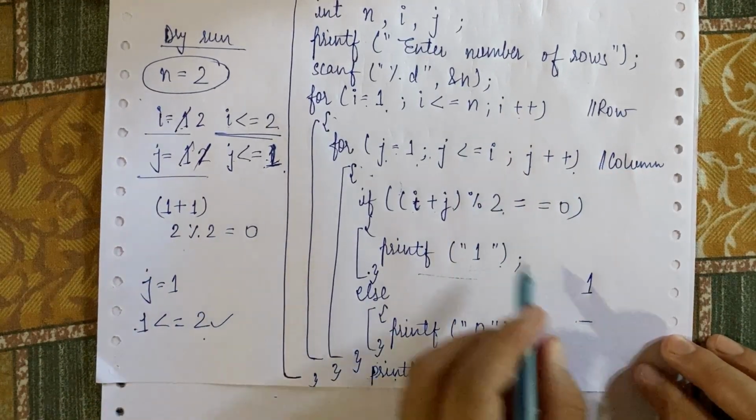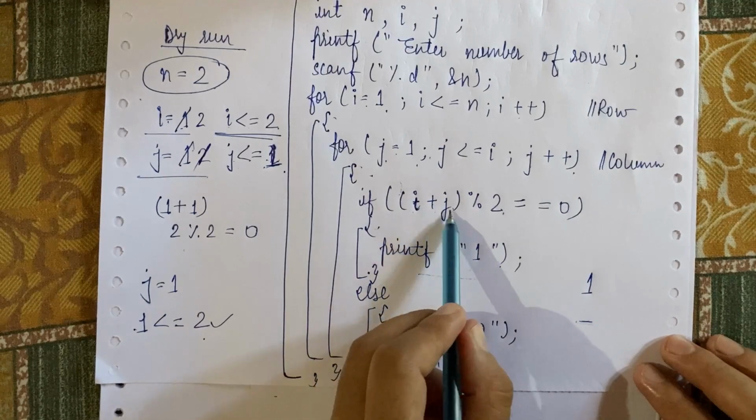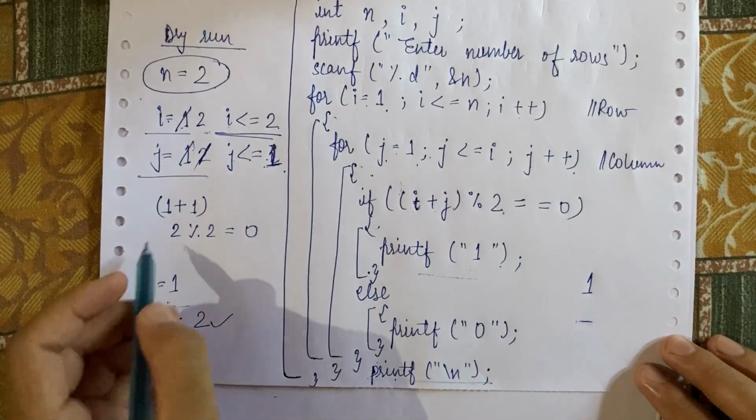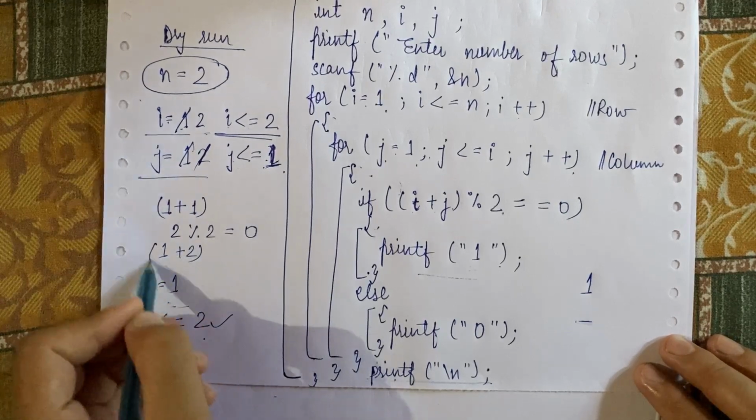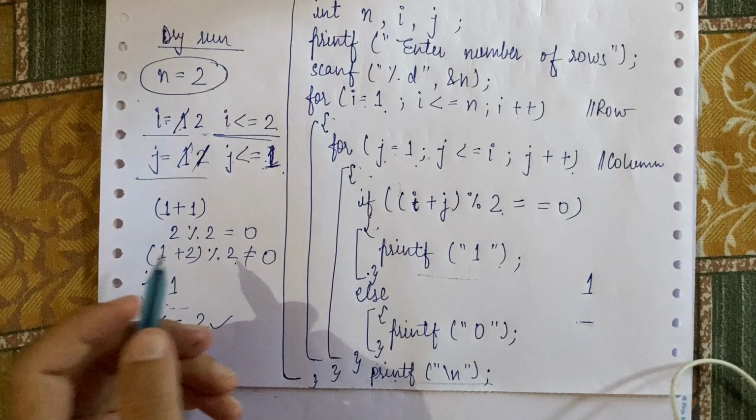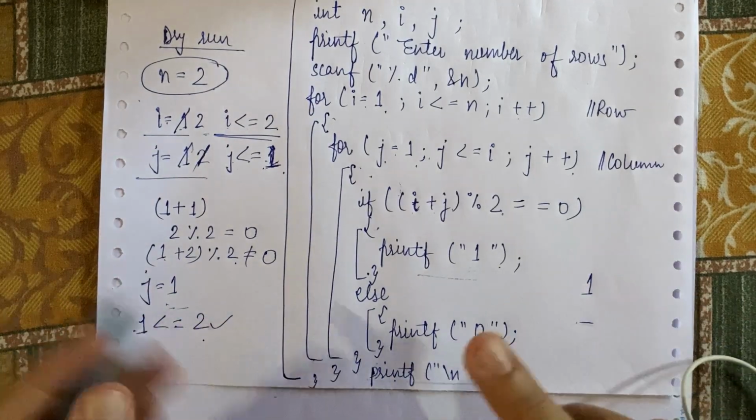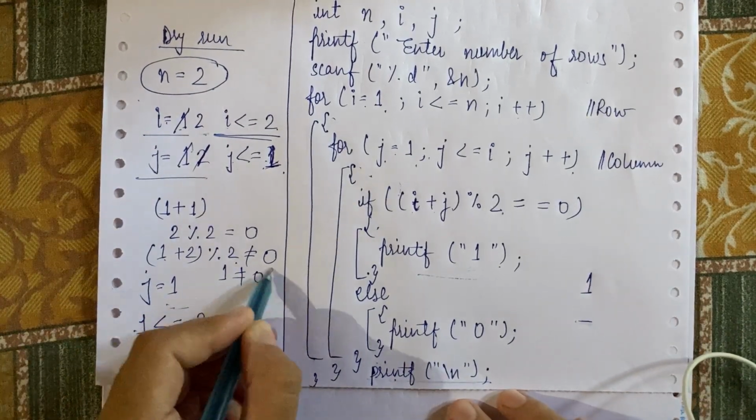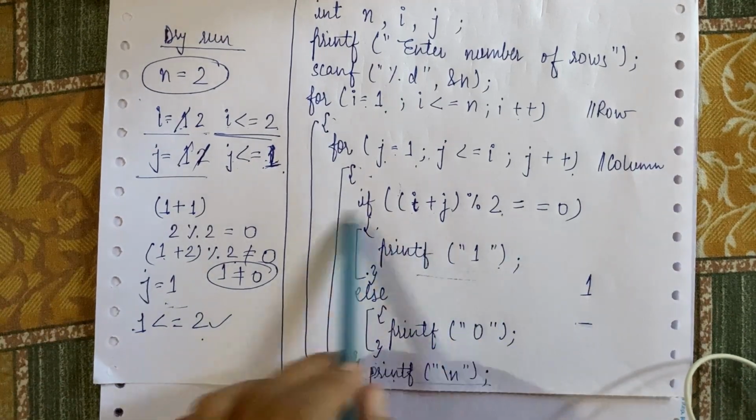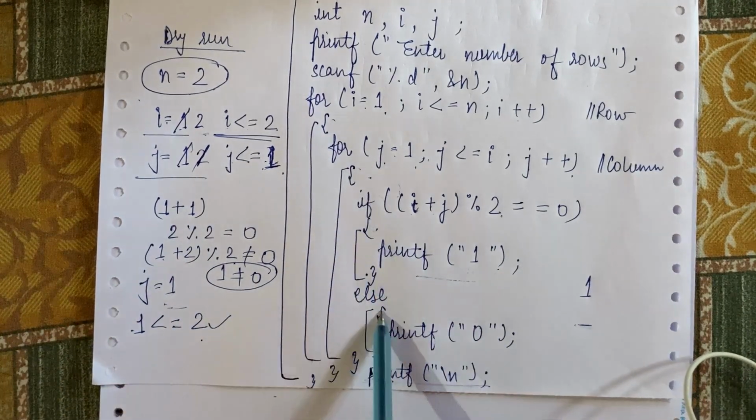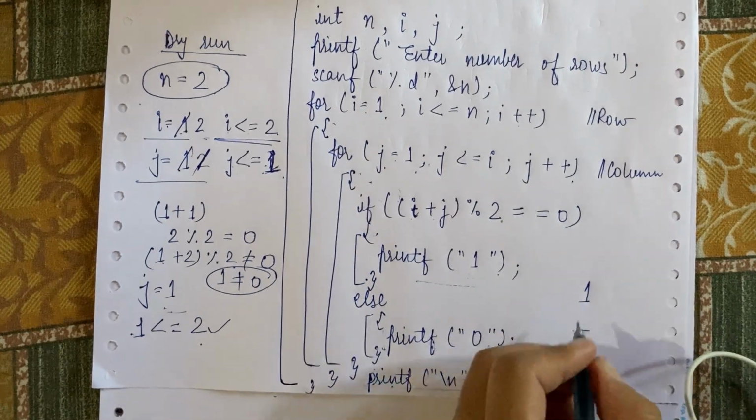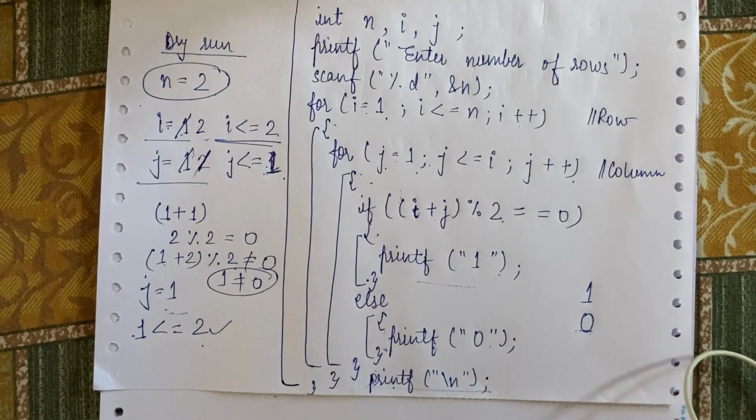We will get inside of this loop. (i + j) mod 2: i is 2, j is 1. 1 plus 2 is 3, and 3 mod 2 is not equal to 0. 3 divided by 2 has remainder 1, and 1 is not equal to 0. That means this condition is false, and we will go and check the else part, and in else we are printing 0. So we will print 0 here.